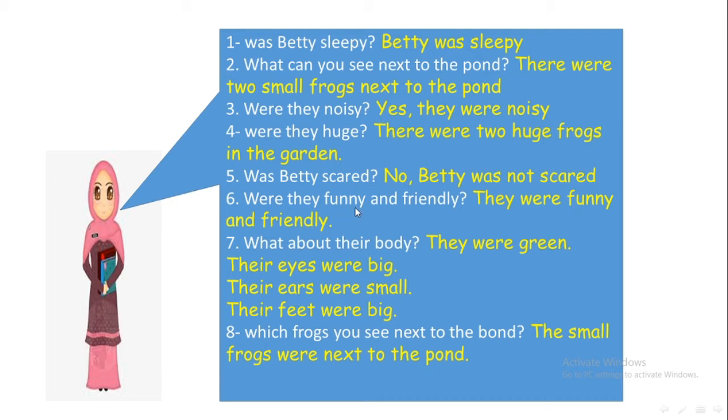Were they funny and friendly? Yes, because you see two huge frogs, happy, very happy. What about their body? Can you describe the body? Yes, they were green, their eyes were big, their ears were small, their feet were big. Which frogs do you see next to the pond? Small frogs in the last picture.